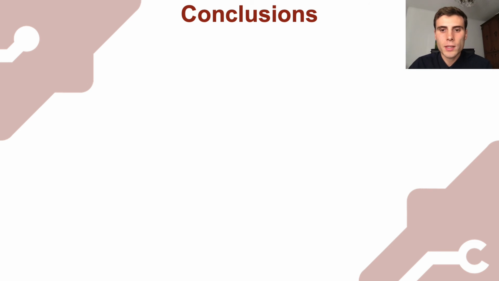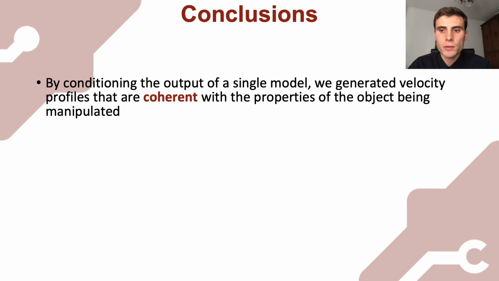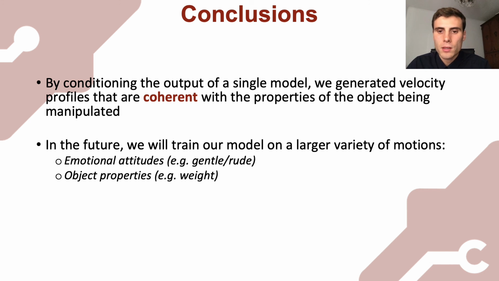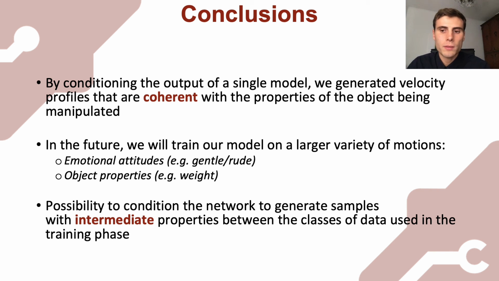To conclude, we can say that our model is able to generate motion representations coherent with the ones humans adopt in handling objects. A deeper assessment of our model should be carried out in the future. However, our approach is prone to be generalized over new and different features implicitly conveyed by our movements, such as the weight of the object or the emotional attitude. Moreover, our model could be conditioned in producing velocity profiles intermediate between the classes used during the training. The effect of such modulation should be investigated in the future.